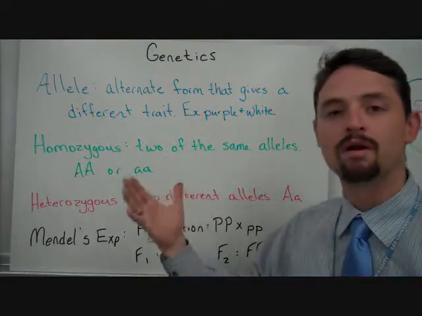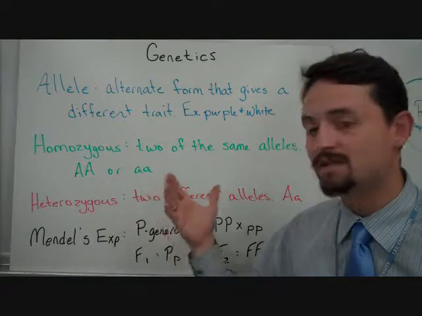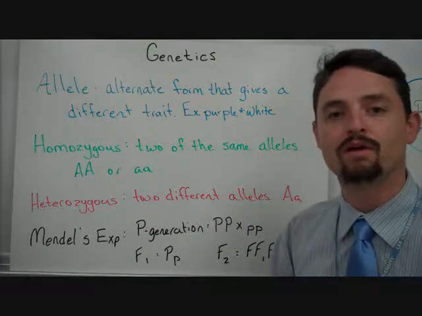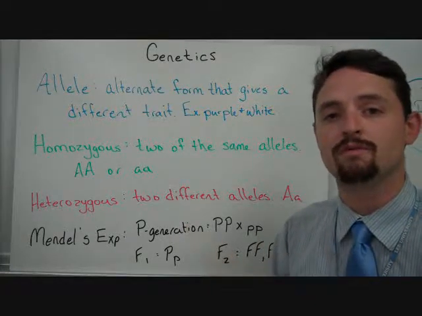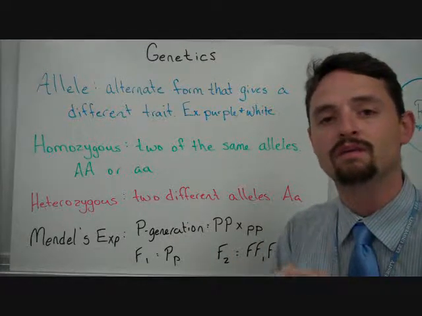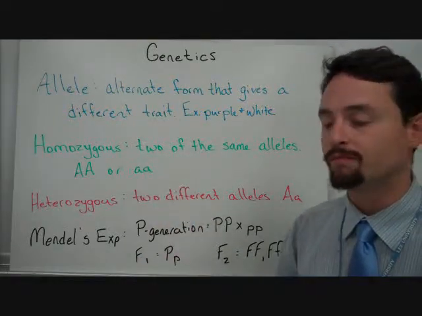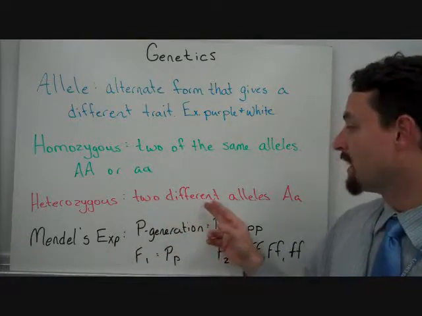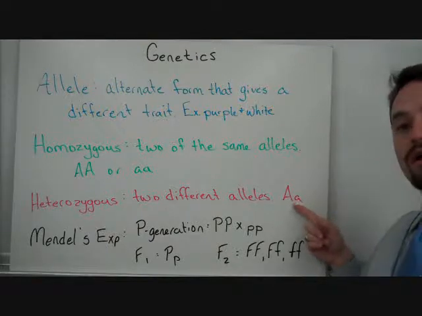So we would say that the purple parent was big P. It was homozygous dominant. The white flower plant would have been little p. Notice it's still the same letter as the dominant one, but it's the lowercase. So lowercase p, which would have been homozygous recessive. Another term is heterozygous. Heterozygous is that the alleles are different. For instance, big A, little a.